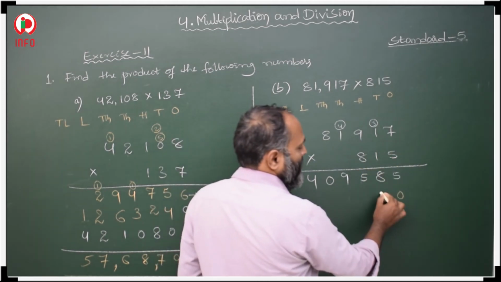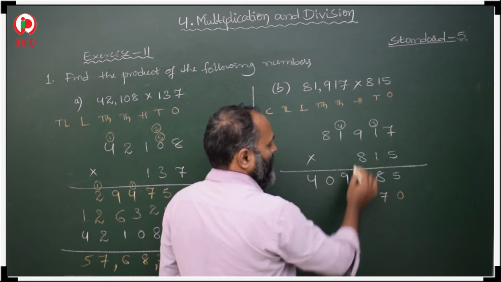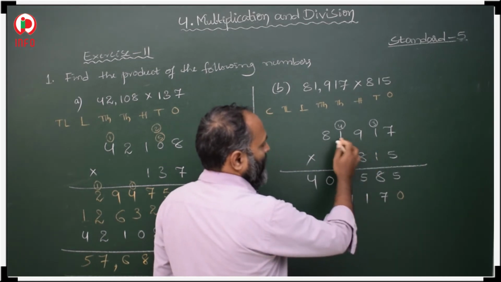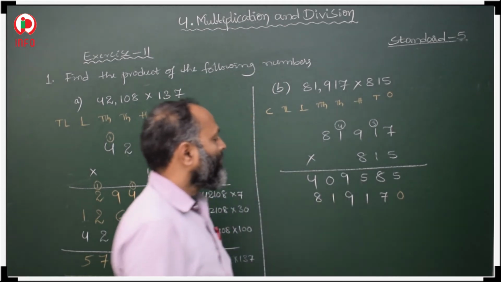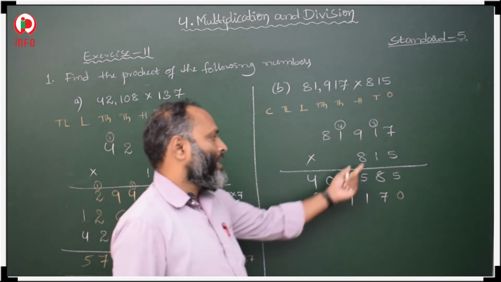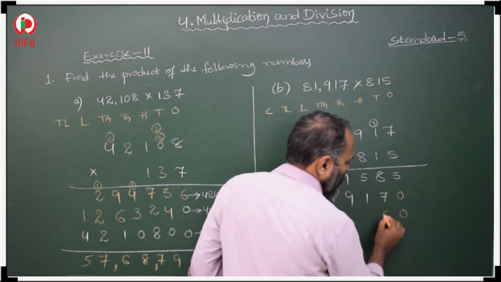1 sevens are 7, 1 ones are 1, 1 nines are 9, 1 ones are 1, 1 eights are 8. Now we start with 8. 8 in hundreds place, so we have to keep 2 zeros, 1 and 2.